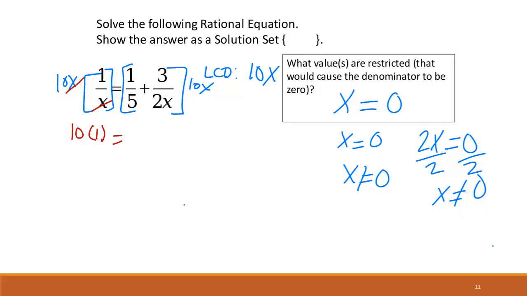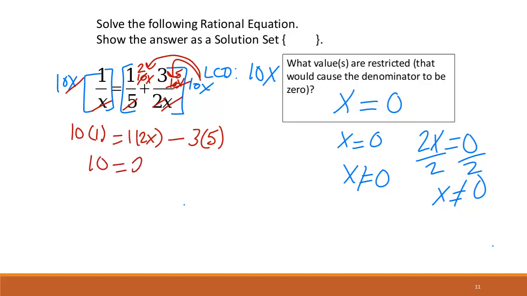On this one, let's just say we distribute this to both so that you can see it more clearly. We get 10x here when we distribute. So this 5 and 10 will reduce to give me a 2, so I'll have 1 times 2x. Plus this 3 and this 10, the 2 and 10 will reduce to give me a 5, so I'll have 3 times, and then the x's will go away, 3 times 5. So I get 10 is equal to 2x minus 15. Oh, sorry, plus. I didn't write it as a plus, plus 15.